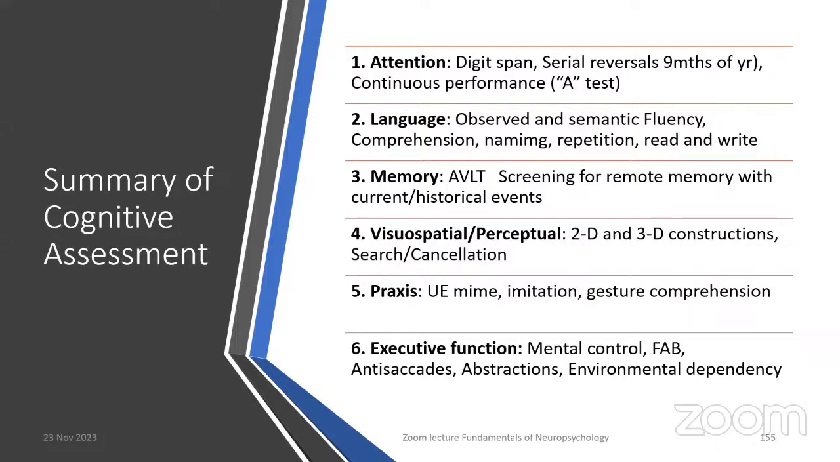And to narrate once again: digit span, serial reversals, months of the year, continuous performance test, observed semantic fluency, comprehension, naming, repetition, reading, writing, that's the language; auditory verbal learning test, remote memory with current and historical events; visual spatial perceptual, 2D and 3D constructions, digit cancellation test; praxis, upper extremity mimes, imitations, gesture comprehension, mental control, clock drawing; executive control, abstractions, environmental dependency, and frontal batteries. So this is the summary of cognitive assessment.